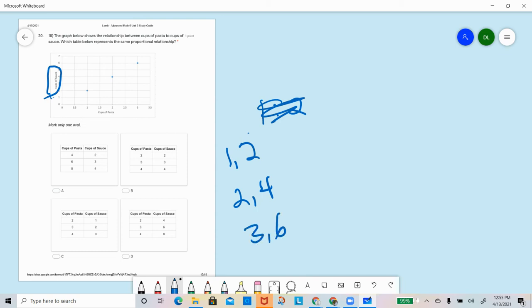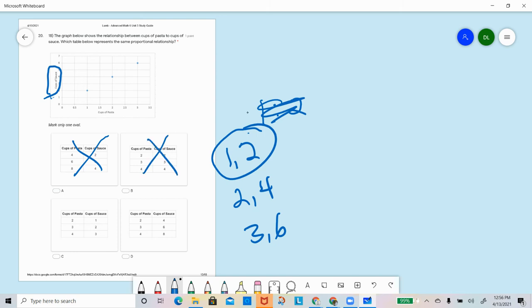And it says, which table represents a 1 to 2 relationship? So that's what we're looking for, right? We know right away it's a 1 to 2 relationship. So 1 cup of pasta, 2 cups of sauce. Well, this is a 2 to 1 relationship, right? Because we have twice as much pasta for half as much sauce. No. This one is a 1 to 1 relationship because we have 2 to 2, 3 to 3, 4 to 4. That's a 1 to 1 relationship.